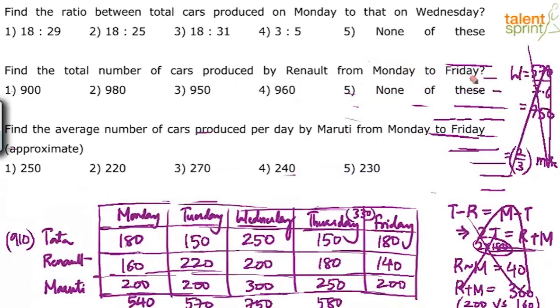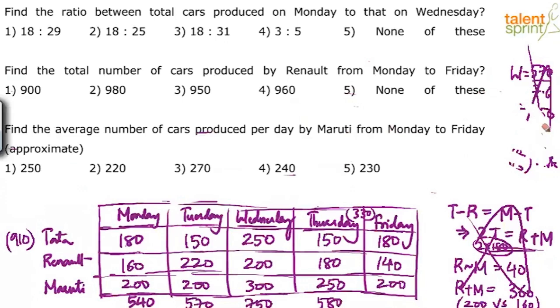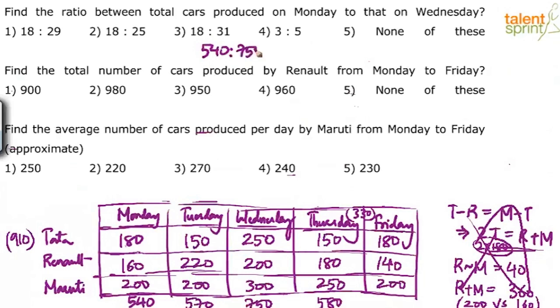So the first one, find the ratio between the total cars produced on Monday to that on Wednesday. That's a sitter. You know the totals. Answering the questions is going to be a cakewalk once you have got the values. Monday versus Wednesday. 540 versus 750. Both are multiples of 30, right? 30 goes 18 times here and 30 goes 25 times here. Done. 18 is to 25, option 2.